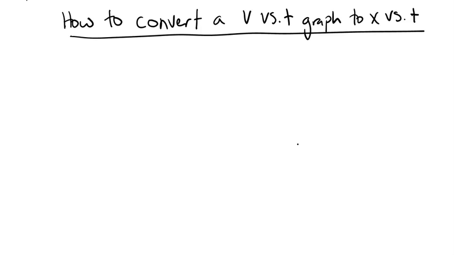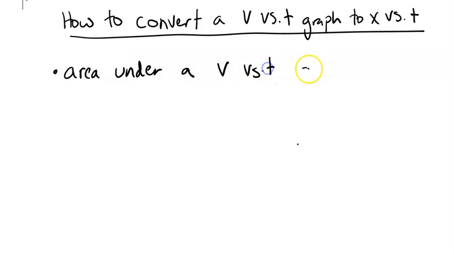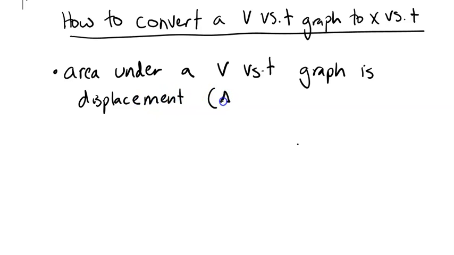Okay, so today we're going to talk more about how to convert a velocity versus time graph to a position versus time graph. Just as a reminder, we know that the area under a velocity versus time graph is displacement, which again, displacement is our net change in position. And I always think of it as the units canceling out, which I love.